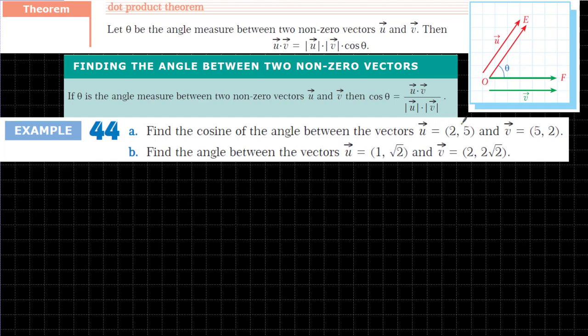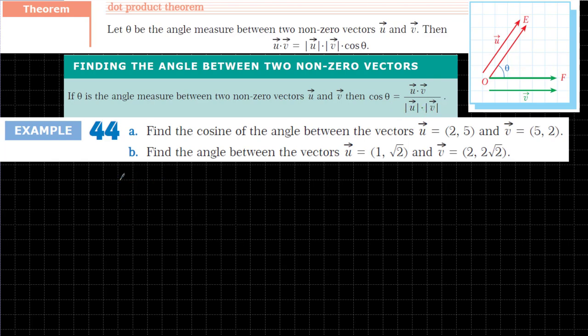Firstly, I have to find the length of u and v here. Then I am going to continue. Let's find the length of u. Before starting, I am telling the formula again: cosine theta should be equal to u dot v divided by the length of u times the length of v.